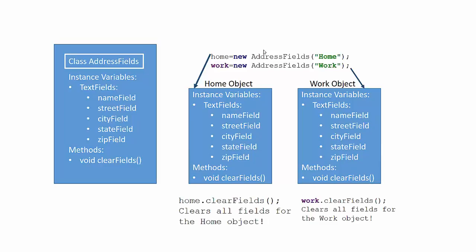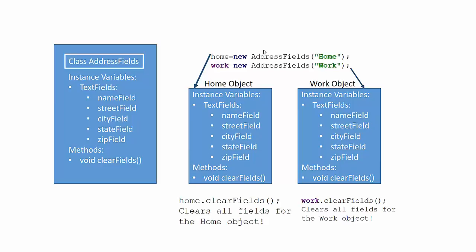When I do the ClearFields method, home.clearFields, it's going to clear all of the data out of the fields for just the home object. And you saw in a previous video that I commented out work.clearFields, and it only cleared the fields for the home set. What's happening is that home.clearFields only accesses the home object. It locates that particular box in memory that stores all of the name, street, city, state, and zip field variables for the home object only, and it's going to clear them out.